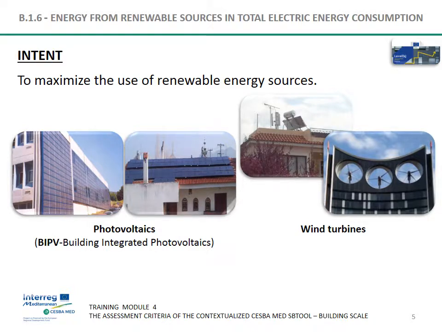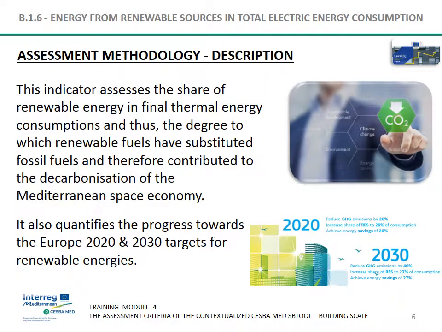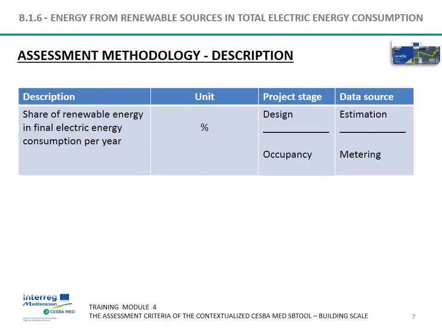So the objective of this indicator is to maximize the use of renewable energy sources. It could be photovoltaics, wind turbines. As already mentioned, this indicator helps in order to assess the progress of the targets for 2020 and 2030. This indicator is computed as a percentage of the total electricity demand.